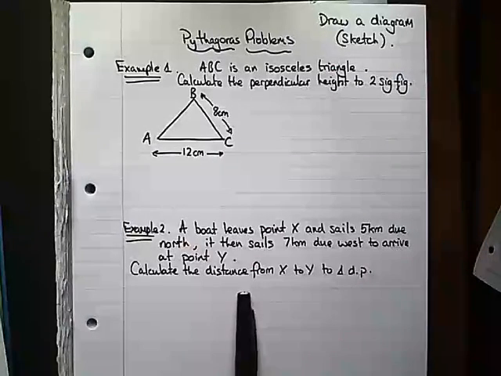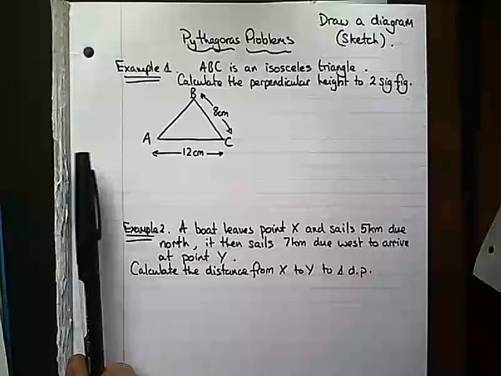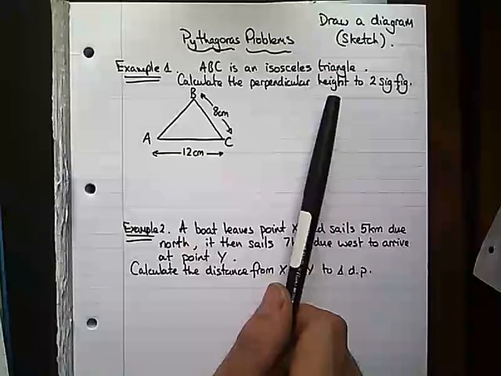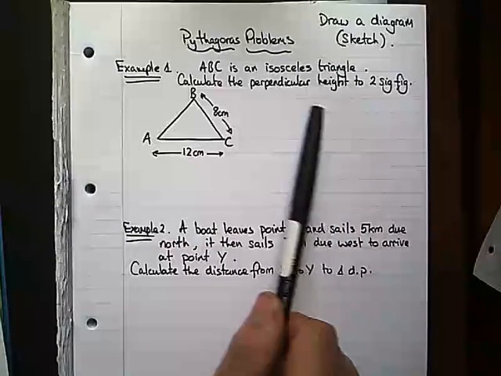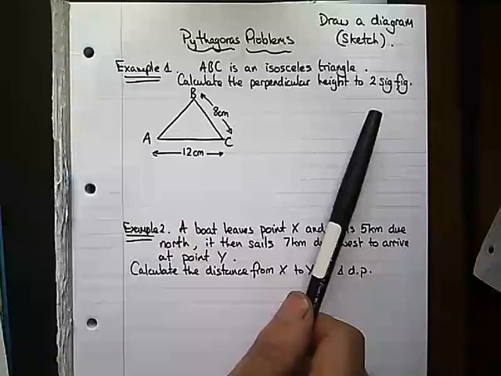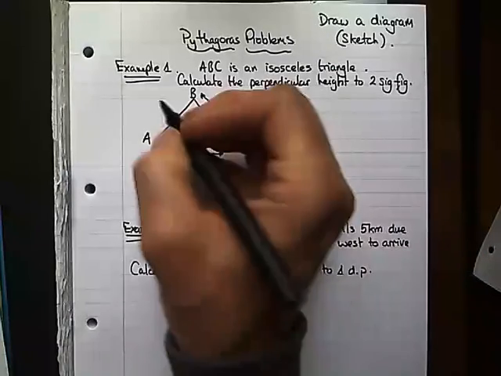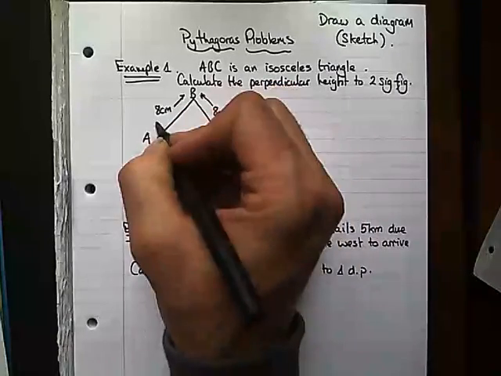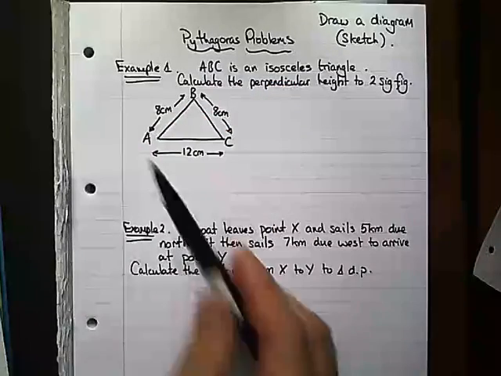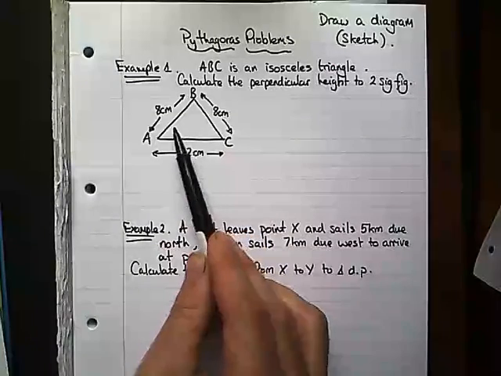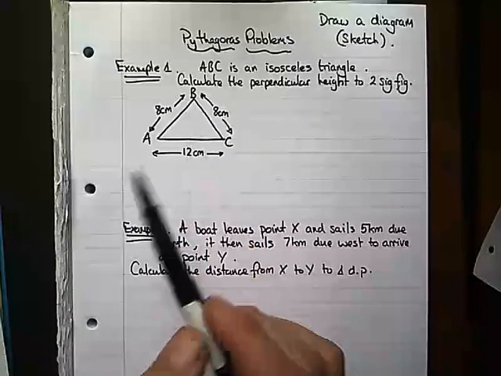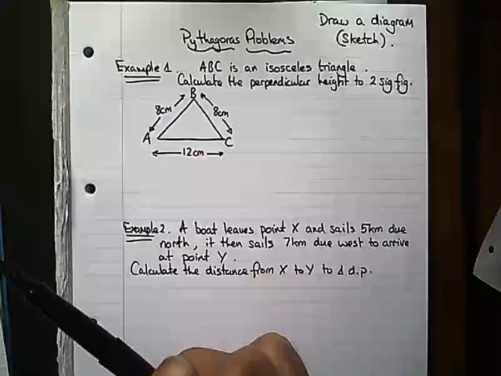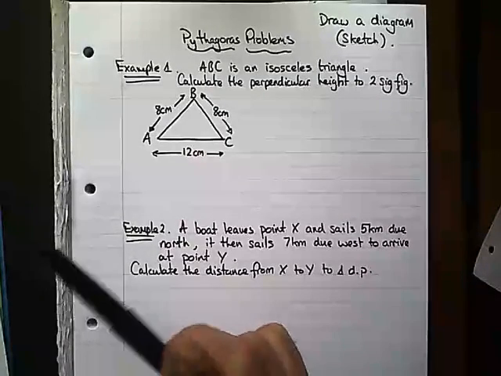Okay, so let's have a look at example 1 first. ABC is an isosceles triangle. Calculate the perpendicular height to two significant figures. Right, what you don't know, because it's not in there, is which side is equal to which side. So actually, it's these two sides, AB and BC, that are equal to each other. But it's not necessarily a right-angled triangle. So what they want to know is the perpendicular height.